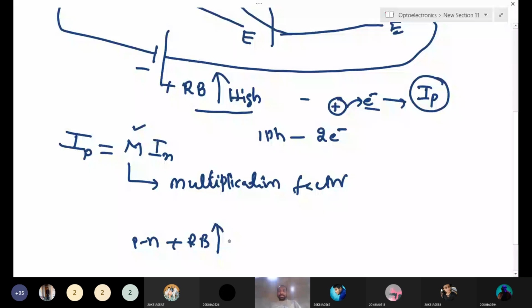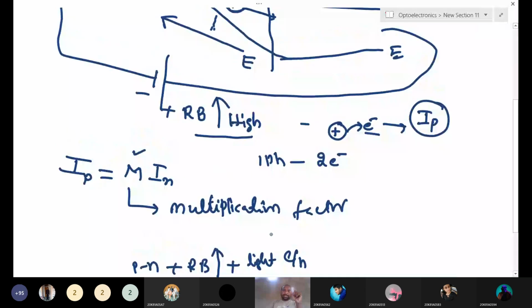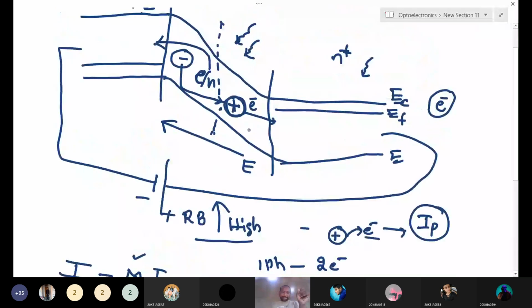Okay, we know in the depletion region, because of this internal electric field, the electrons and holes are separating. Also, using this high reverse bias voltage, these electrons are getting high energy and they are making collisions with donor atoms or ionized donor atoms. Once they hit that one, suppose here I am drawing one more diagram.